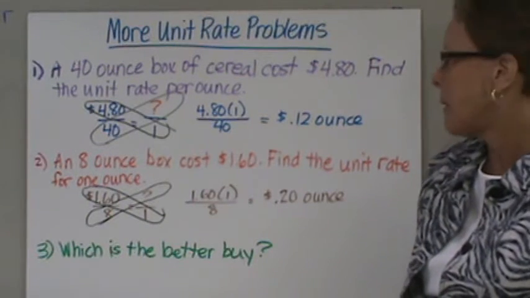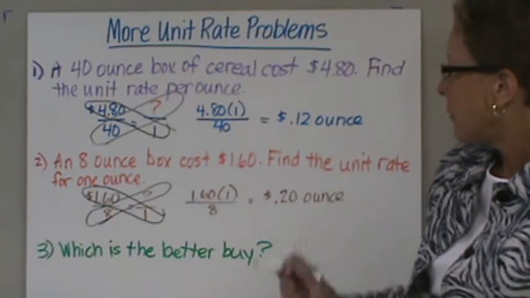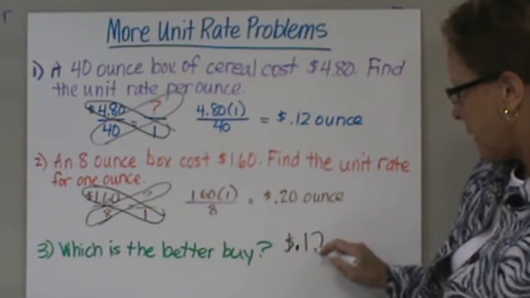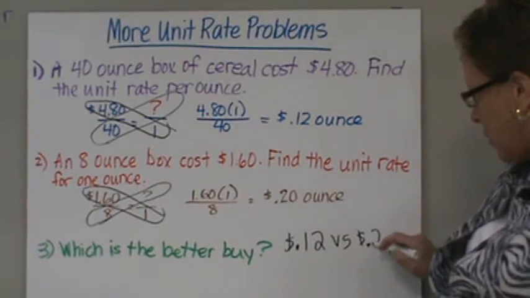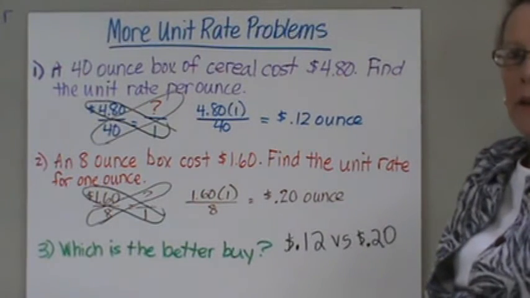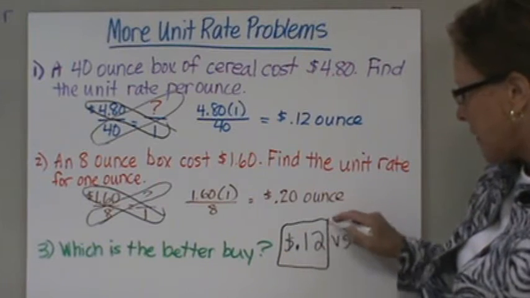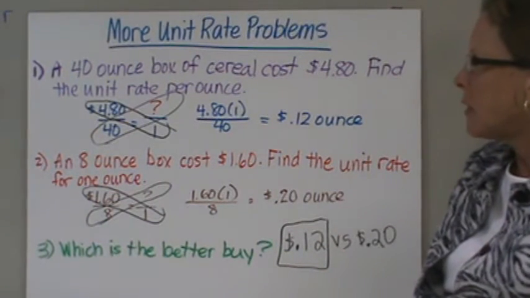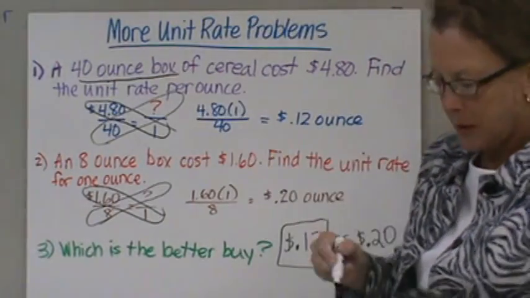Which cereal's the better buy? We have to compare how much it costs per ounce. We've got one that is 12 cents versus the other one that is 20 cents. Let's use our common sense here. Okay, good. The 12 cents an ounce is better, and that belongs to the 40-ounce box. The 40-ounce box is the cheaper buy.